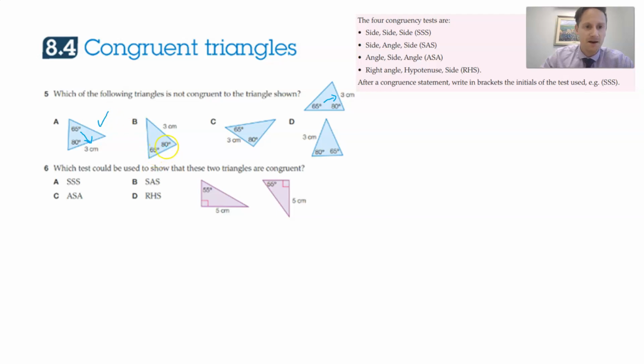So 65, 80, and then the side of 3 is opposite to the 65. That's good. So 65 and 80 and the side opposite to the 65, that should be where the 3 is, not there. So that is not congruent to this triangle here. So 80, 65, opposite, 3, that looks good. Okay, so the answer to question 5 is C, is not congruent.